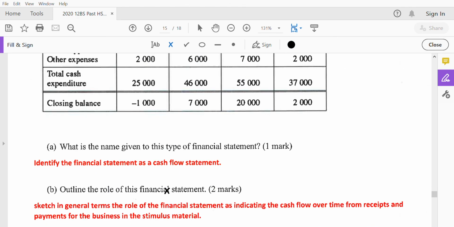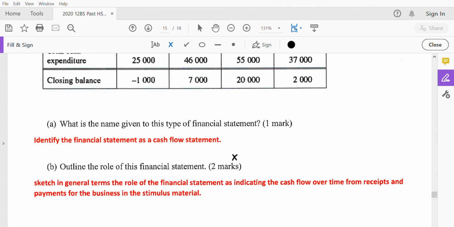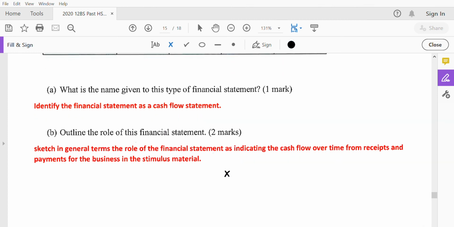Just go down here. What is the name given to this type of financial statement? Easy, it's a cash flow statement. I know that because there's cash in, cash out, closing balance. These are all the terms that we get on a cash flow statement. Outline the role. So again, this is simply a definition. Okay, this is where your definitions come in handy.